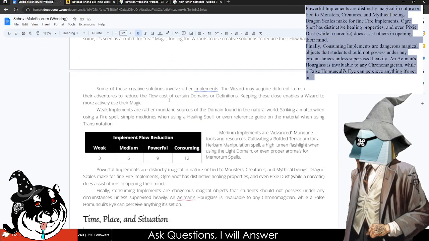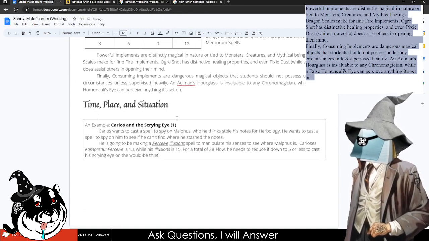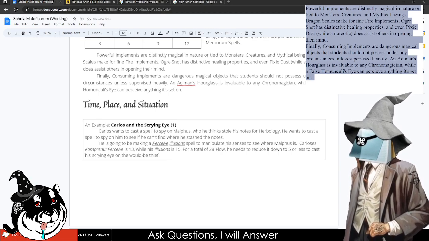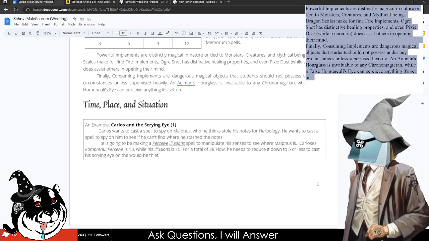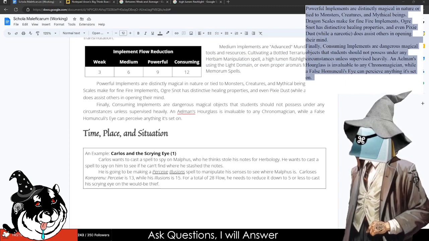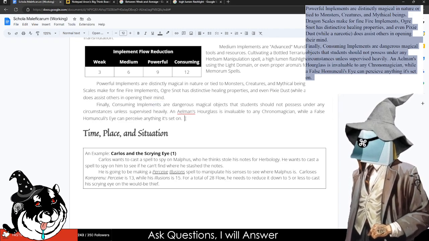Focusing implements, elements, time, place, and situation. Magic text, shards of dead gods. Yeah, it's nothing too exciting there, but the idea behind it is what I'm gonna put in here as a note.